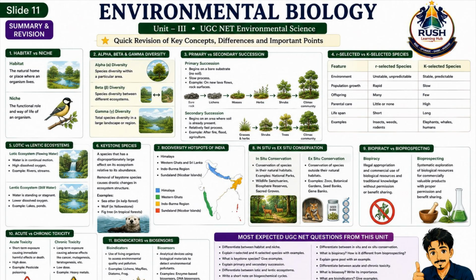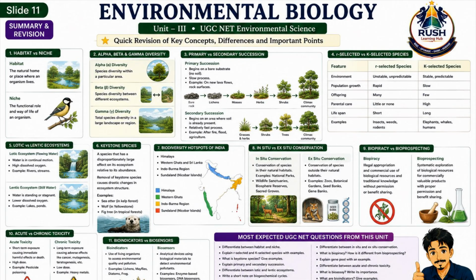Species diversity can be studied at three levels. Alpha diversity represents diversity within a particular habitat. Beta diversity refers to the variation in species composition between habitats, and gamma diversity indicates the overall diversity of a larger geographical region.